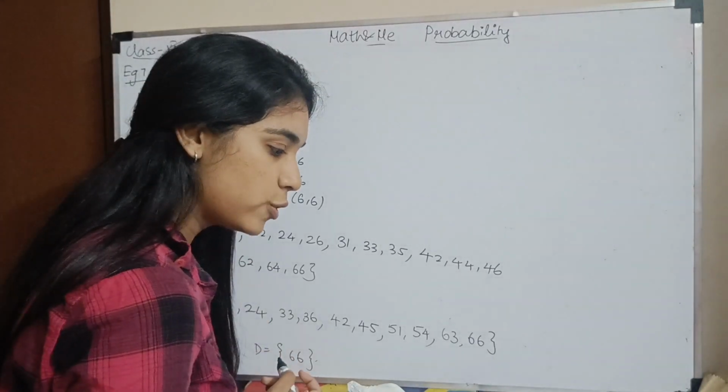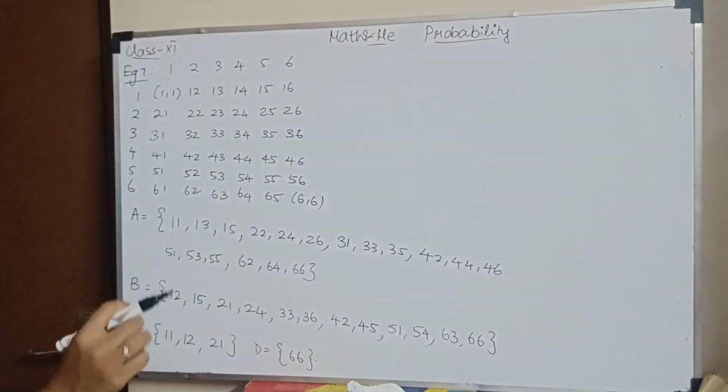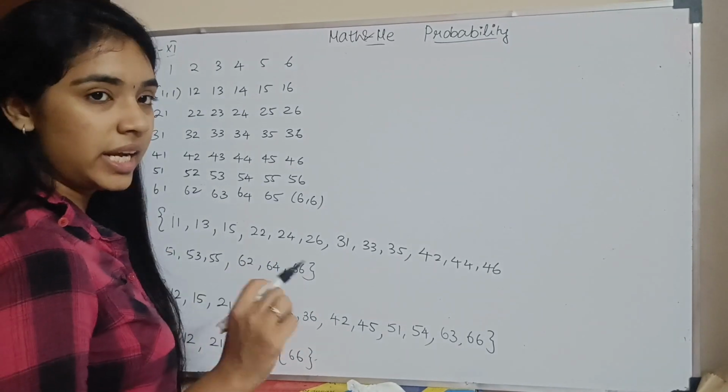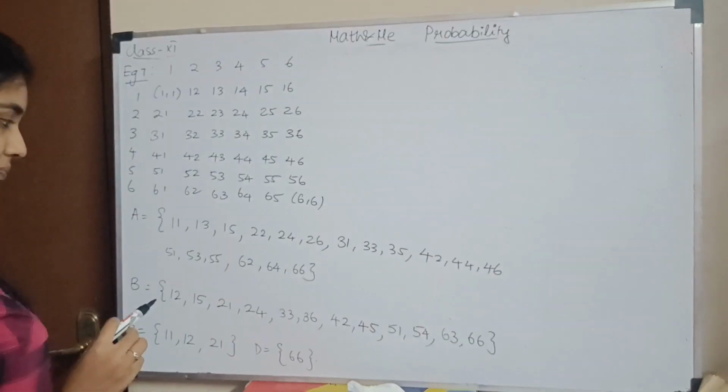So now what are they asking? Which pairs of these events are mutually exclusive? Mutually exclusive na enna artham? There should not be any intersection. Correct? So now I see that.